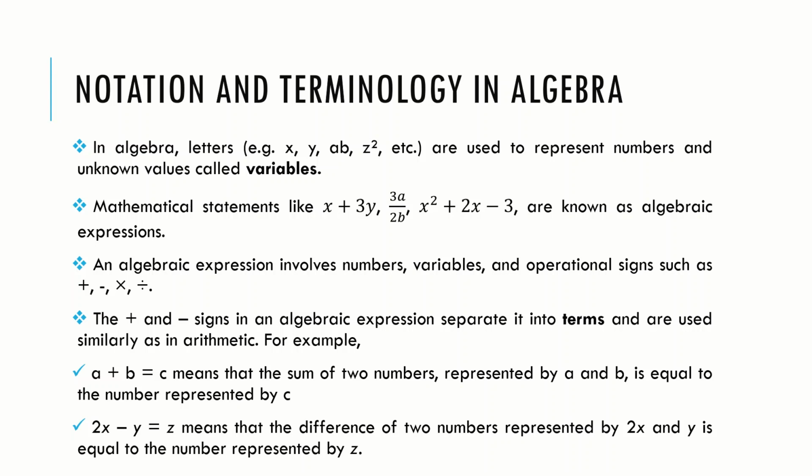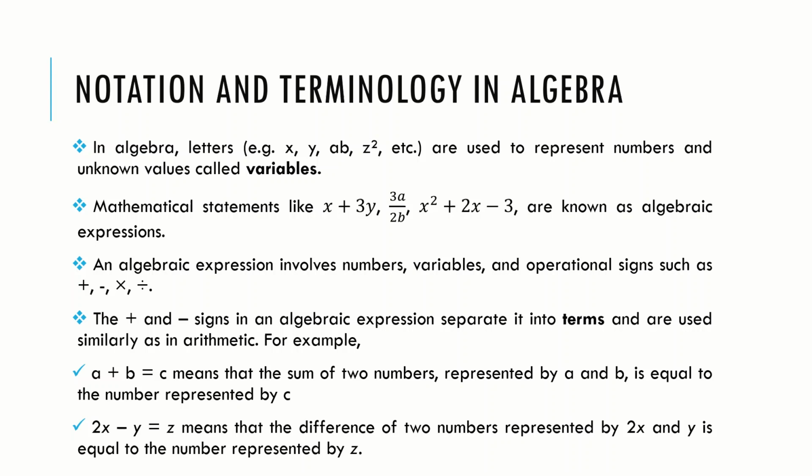An algebraic expression involves numbers, variables, and operational signs, such as the four basic operations: plus, minus, multiply, and divide. The plus and minus signs in an algebraic expression separate it into terms and are used similarly in arithmetic. For example, a plus b equal to c means that the sum of two numbers which are represented by a and b is equal to the number represented by c. These numbers are unknown, that's why we represent them using alphabets.